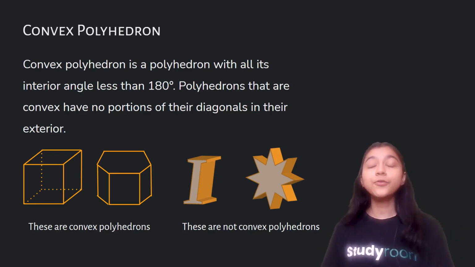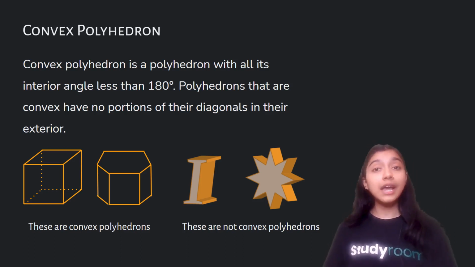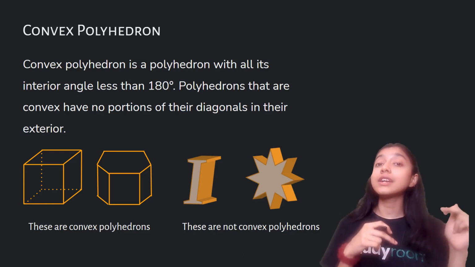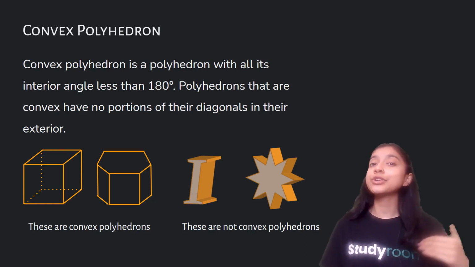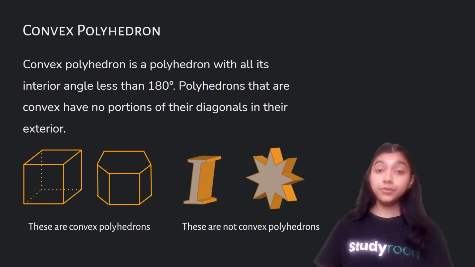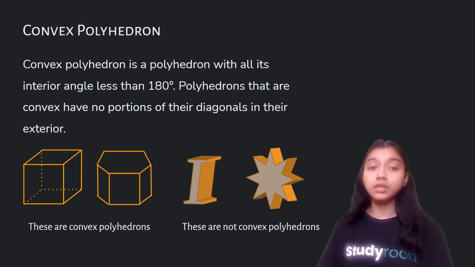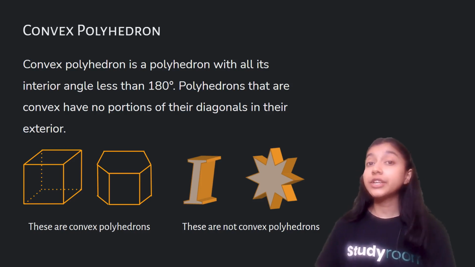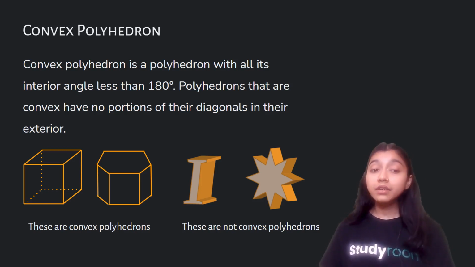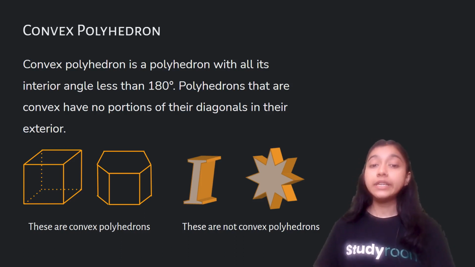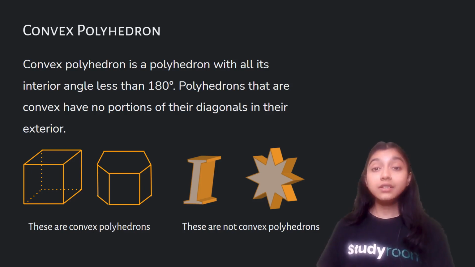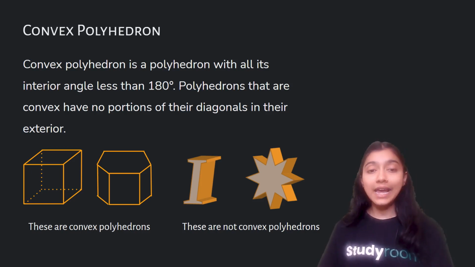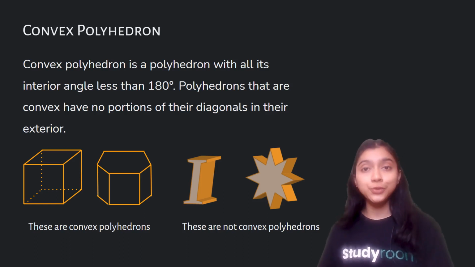So, this is another criterion for a convex polyhedron, that the diagonal lies within the solid and does not lie outside the solid. None of the portion will go outside. Everything will lie in the interior of the solid. Here we have been given examples of convex polyhedrons. So, this is a cube, this is a convex polyhedron, because first, each of the interior angles is less than 180 degrees and the diagonal lies completely within the solid. But here, these two are examples of non-convex polyhedrons because the angles are not less than 180 degrees and the diagonals lie on the outside of the solid.